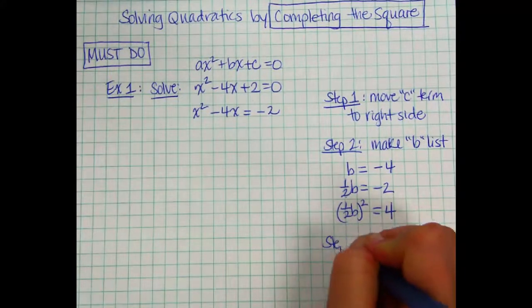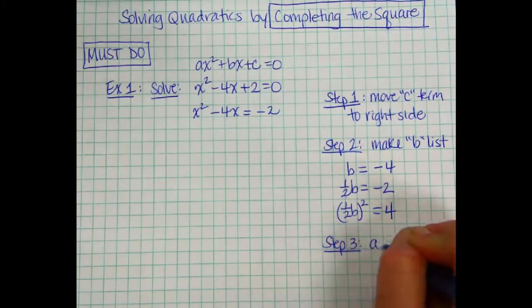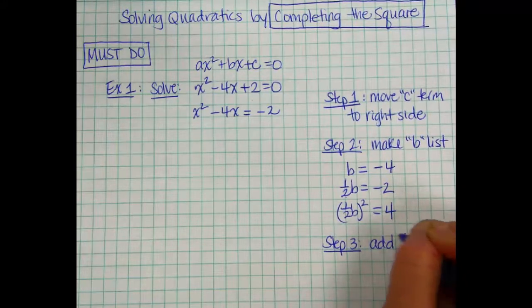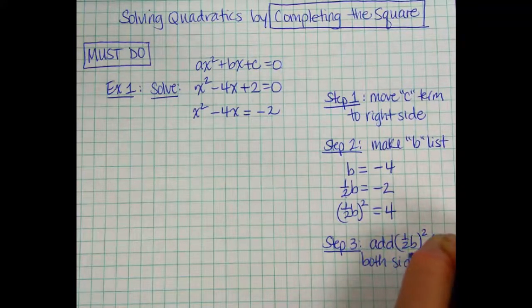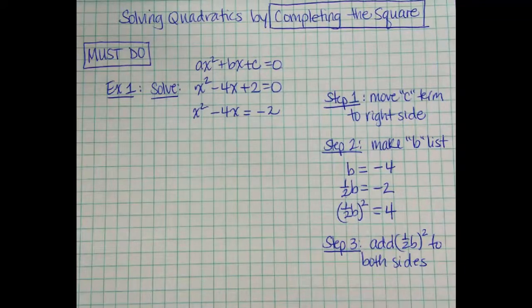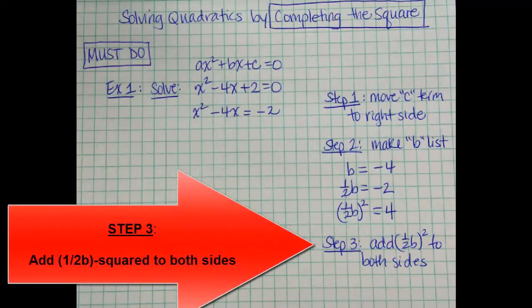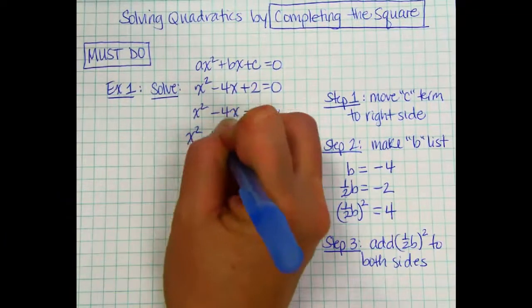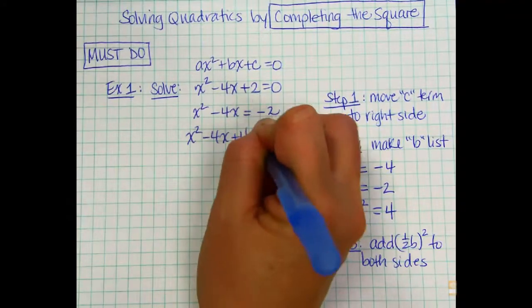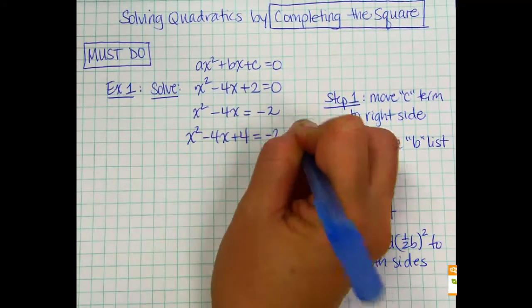For step 3, you add the half b squared term to both sides. Because it's an equation, what you do to one side of the equation you must do to the other. So for this example, we're going to add 4 to both sides. So I have x squared minus 4x plus 4 equals negative 2 plus 4.